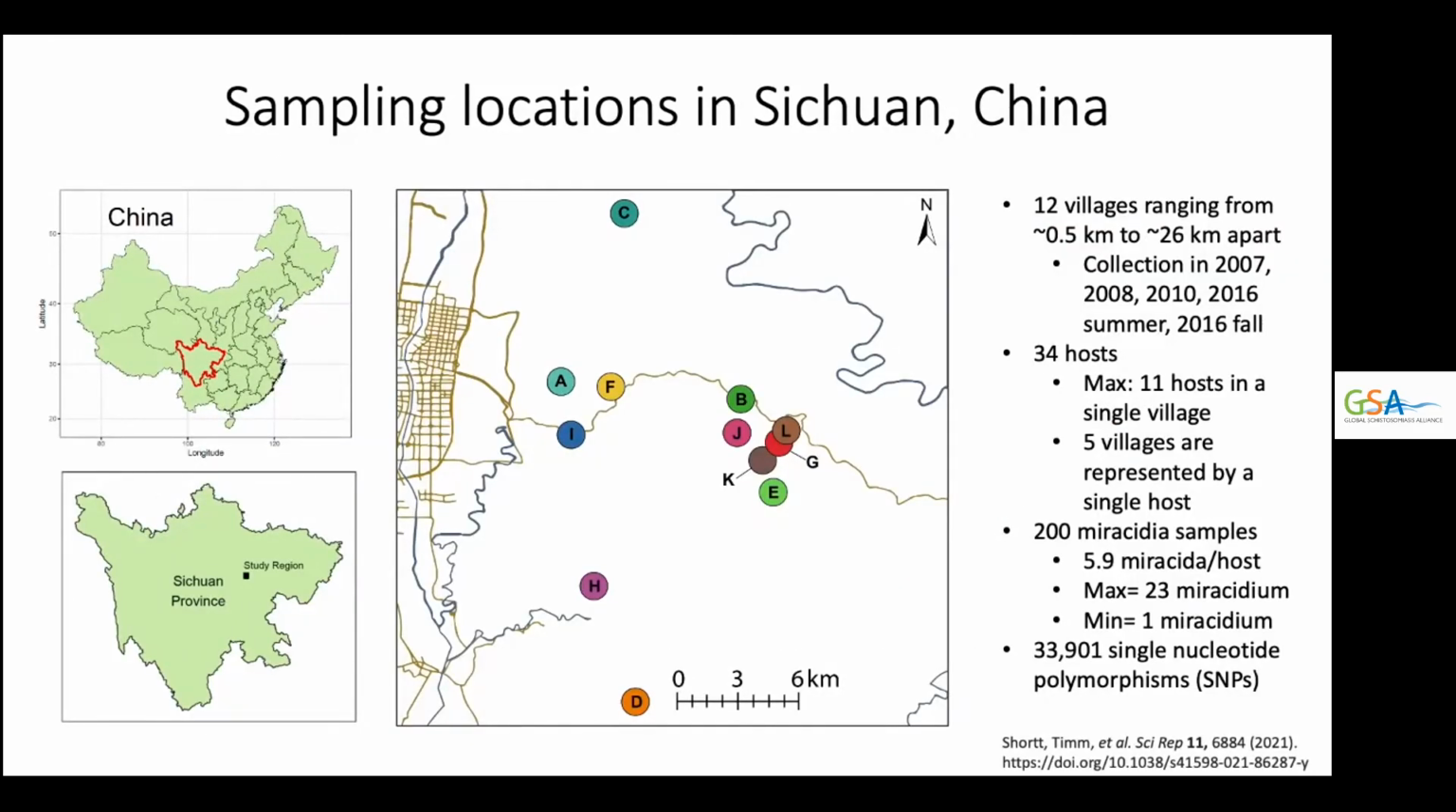We applied whole genome amplification and ddRADseq to Myricedia collected from 12 villages in 2007, 2008, 2010, or the summer or fall of 2016. Villages range in distance from under 1 kilometer to just over 25 kilometers. After quality control, we ended up with 200 Myricedia collected from 34 hosts. Our sampling scheme was to sequence at least some Myricedia from numerous villages with multiple hosts at multiple time points in at least some villages.